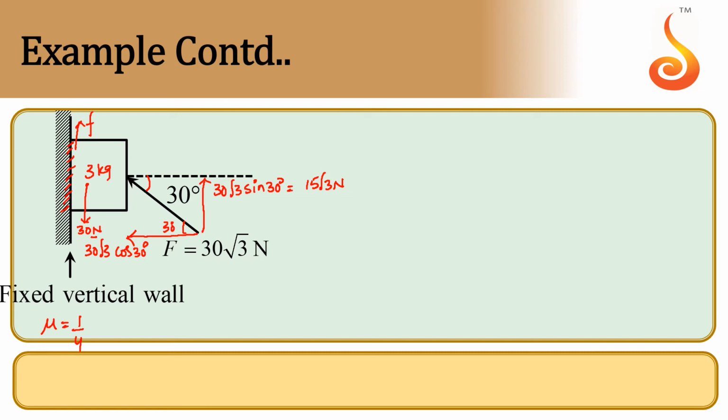So what we can write: friction plus 15√3 should be equivalent to 30 newtons. So this is equation 1. And for equation 2, let us calculate the friction. Friction is equal to μ times N. So μ is 1/4 and the normal is nothing but 30√3 cos 30, because the normal will act in this direction and 30√3 cos 30 is acting in the exactly opposite direction.